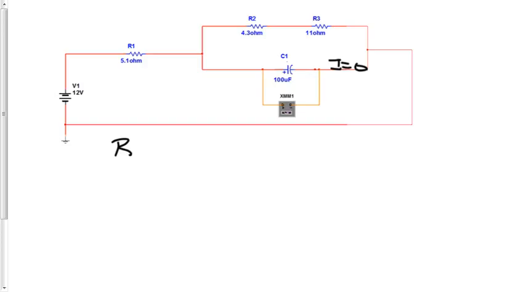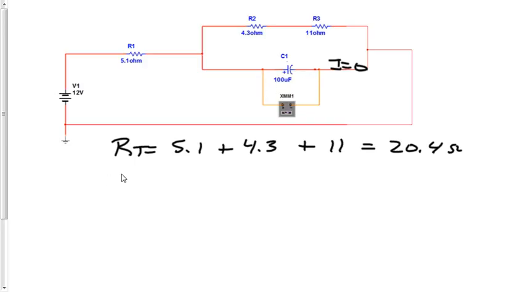So then I'll say R total is equal to 5.1 ohms plus 4.3 ohms plus 11 ohms, and that's equal to 20.4 ohms. So that's the total resistance of the entire circuit. So if I can get the volts across this branch, that also must equal the volts across this branch here, since they're parallel to each other. So if I know the volts across these resistors, I will also know the volts across the capacitor.